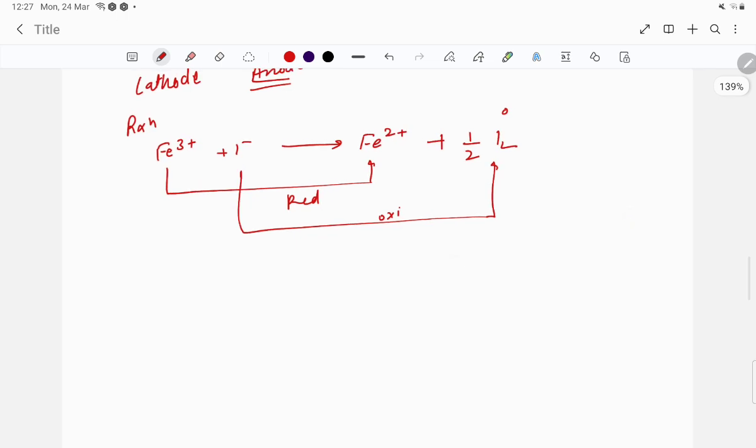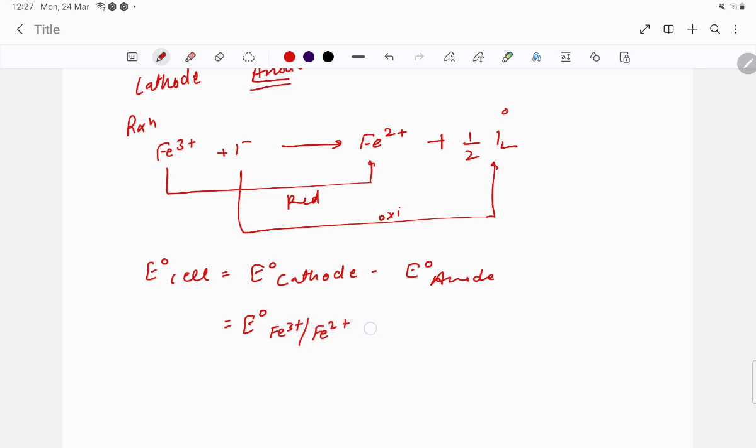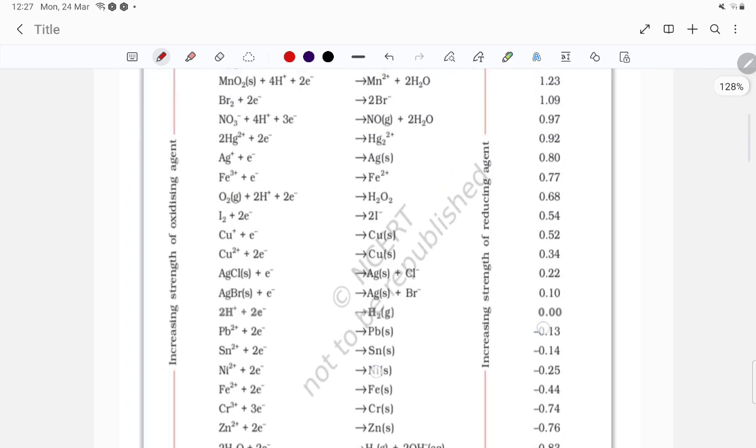Now student, we have to see E naught cell. E naught cell is equal to E naught cathode minus E naught anode. Either way, you can write E naught cathode, so Fe3+ upon Fe2+, minus E naught I2 upon I-, in reduction form. Now we are going to check the values, student.